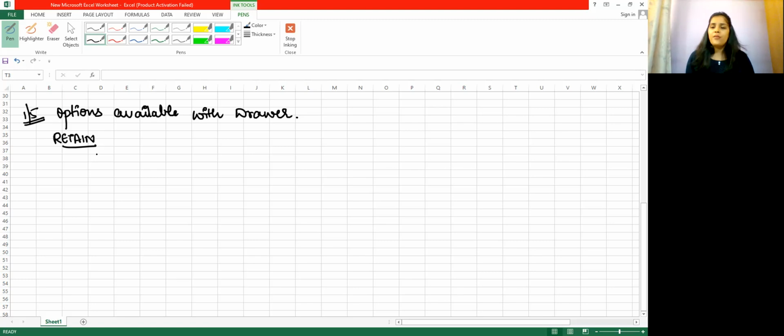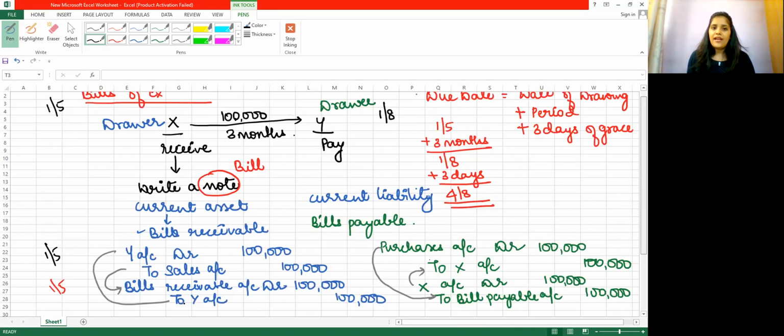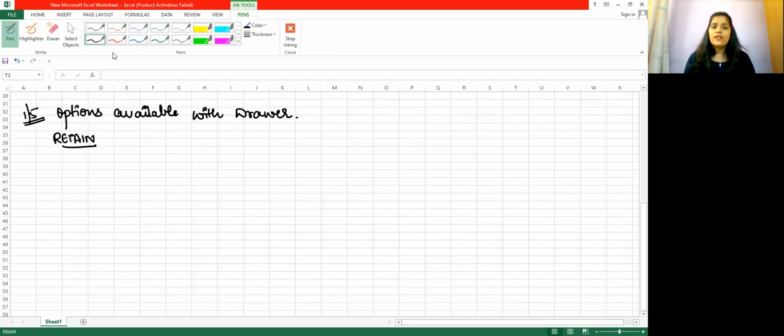So for the bill, you have already passed the entry, that is bills of exchange to Y. So now we won't pass any entry. So when the drawer decides to retain the bill, you will not pass any entry in the books of the drawer. Now the second: the drawer decides to discount the bill.